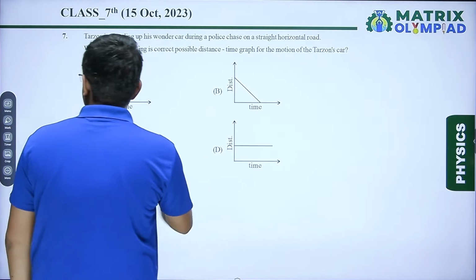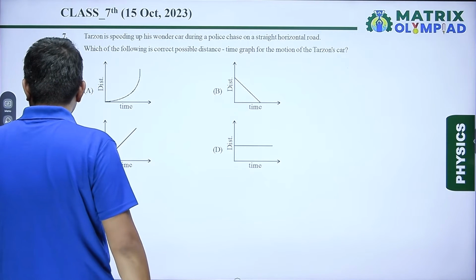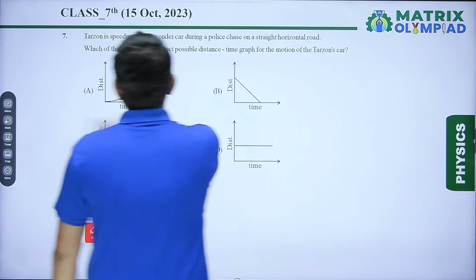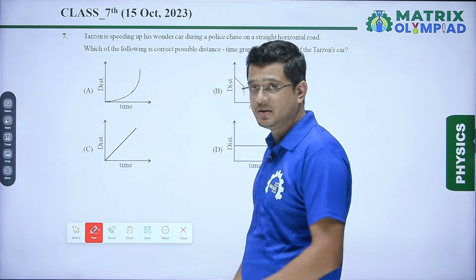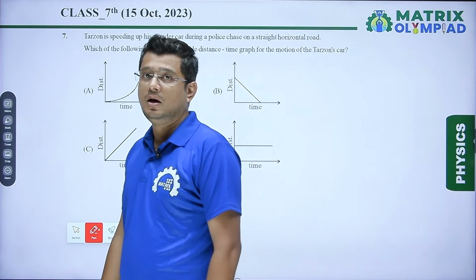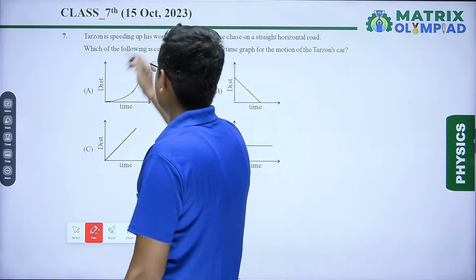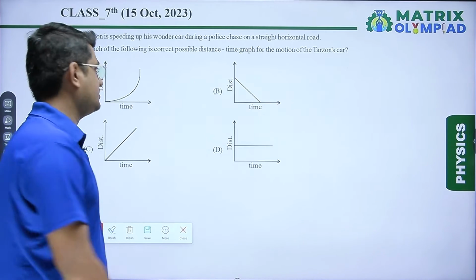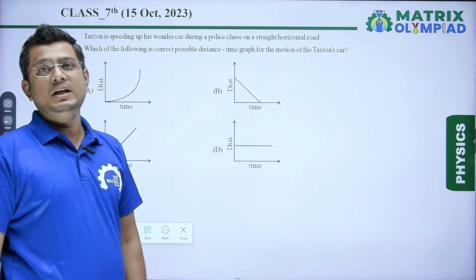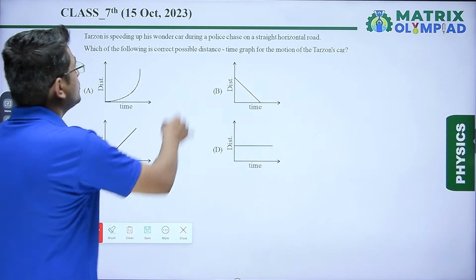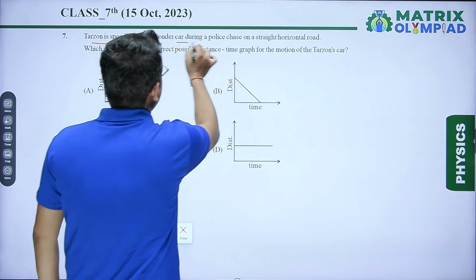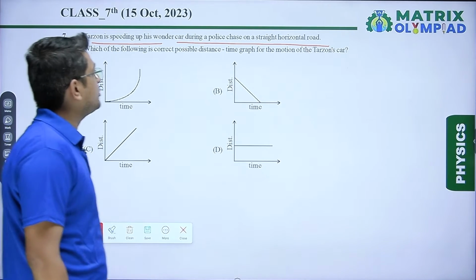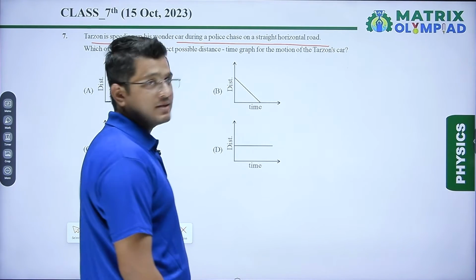Next question, and the last question of the physics subject. There are 4 graphs given in our options, and it is asked: Tarzan is speeding up his wonder car. That means Tarzan is moving with changing velocity and is speeding up his car. That means he is increasing his velocity. That means the body is moving with acceleration. So it will not travel equal distance in equal time. So when Tarzan is speeding up his wonder car during a police chase on a straight horizontal road, which of the following is the correct possible distance-time graph for the motion of Tarzan's car?